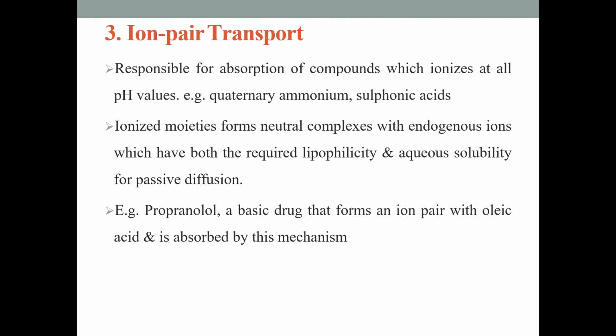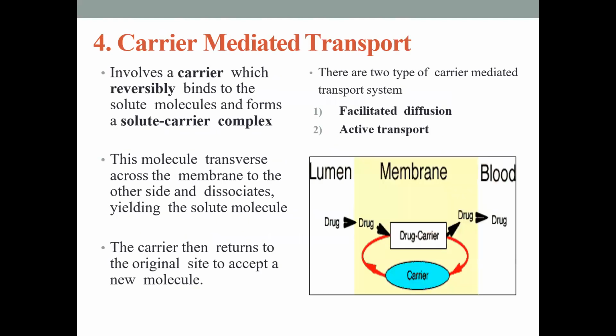In blood, this neutral ion pair complex again dissociates into positive charge and negative charge, and the free drug is mostly formed. So this is the main mechanism of ion pair transport. For example, propranolol, which is a basic drug, forms an ion pair with oleic acid and is absorbed by the ion pair transport mechanism. Then next, that is carrier mediated transport.